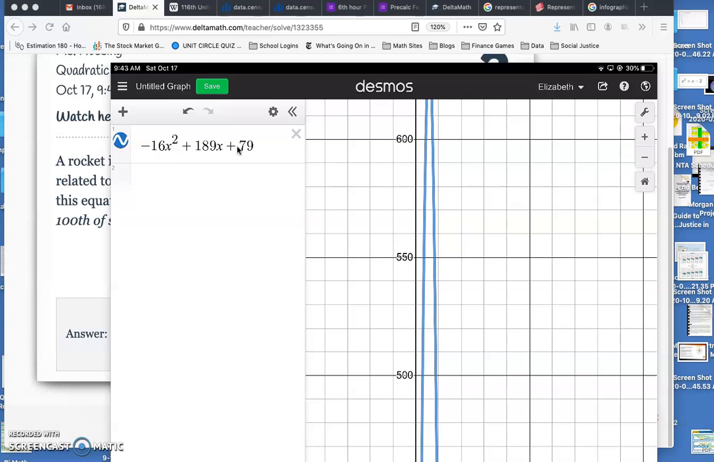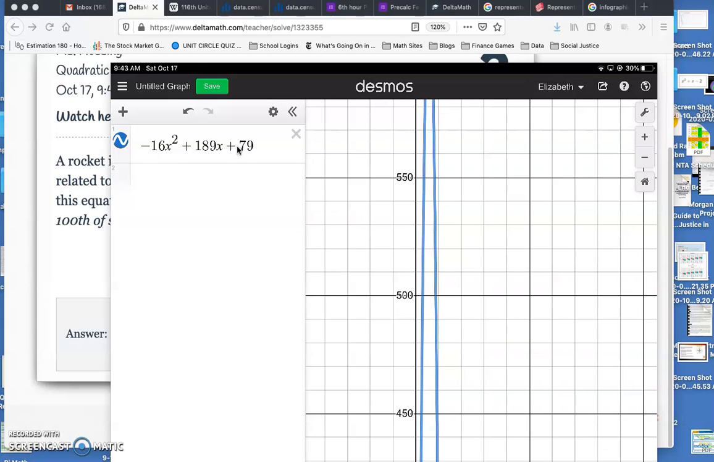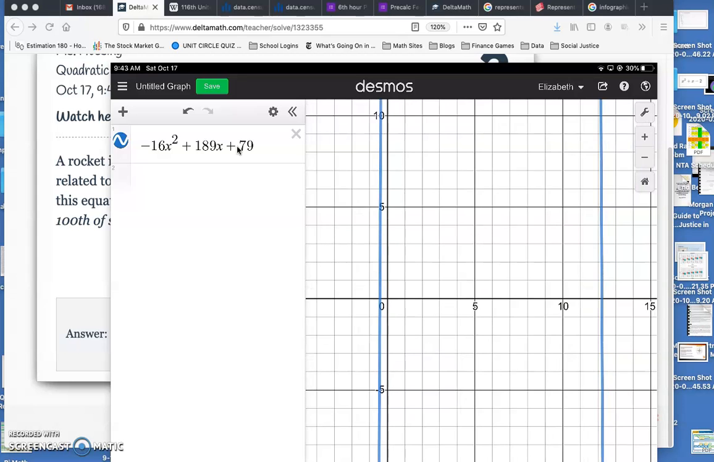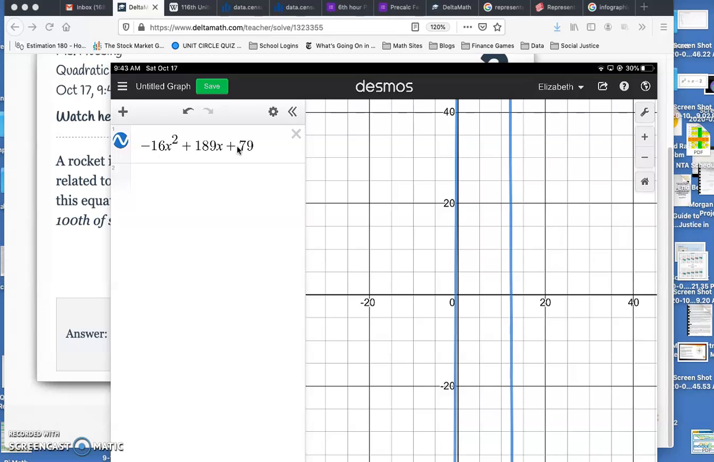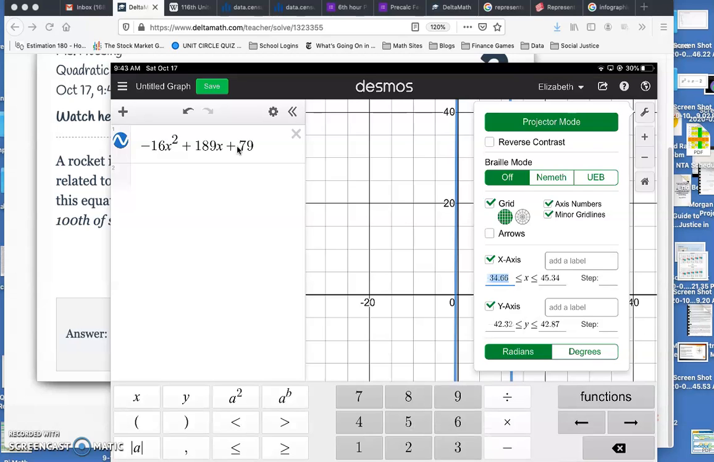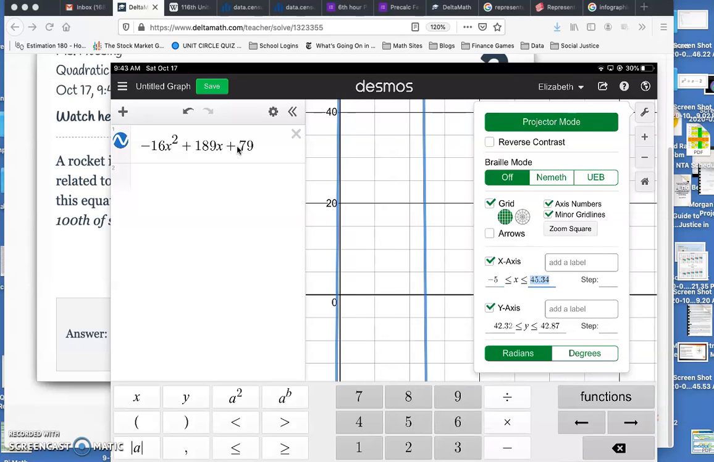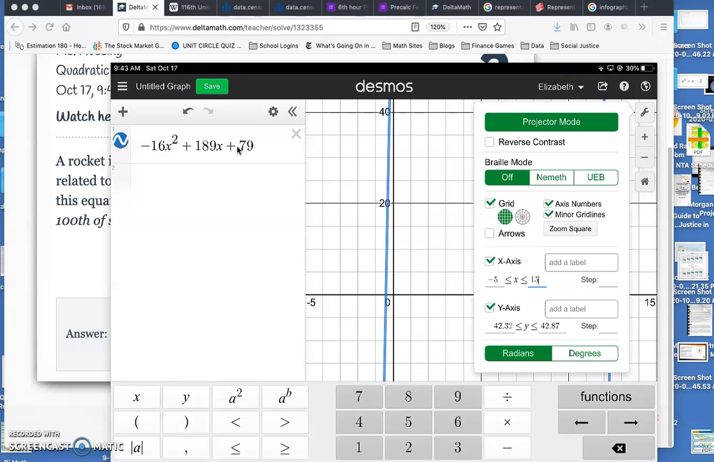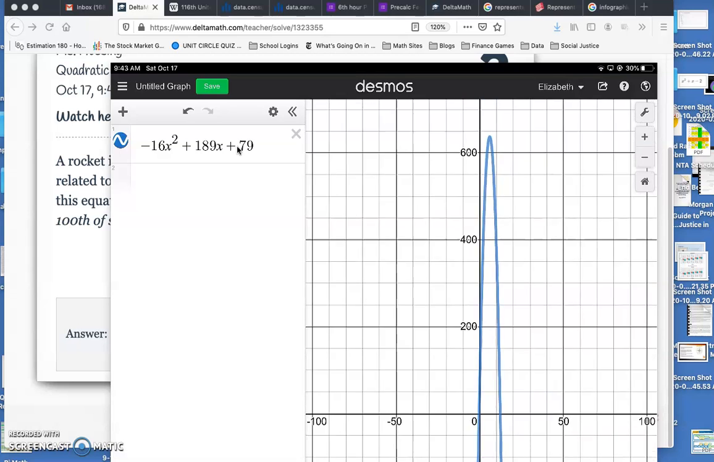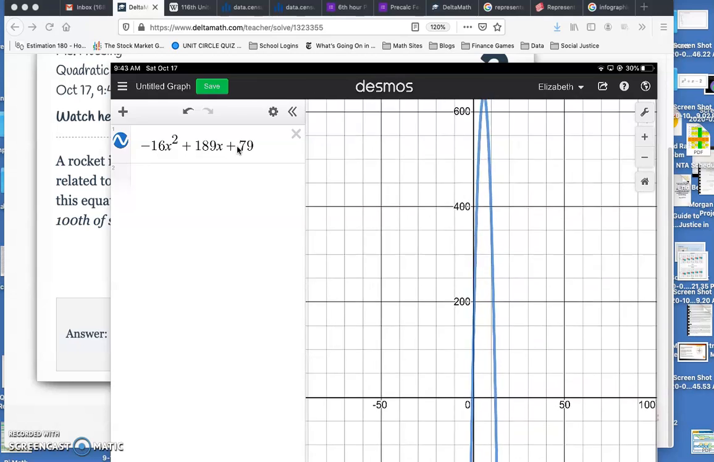But we want to know where it hits the ground. So I want to know the x-intercepts. If I look at the intercepts here, I can't see the whole thing. I could zoom out. And again, you can use this wrench to change it. I can see I don't need the x-axis as wide, so I could go down here, negative 5, 15, and change it that way. But I really don't need that parabola up there.